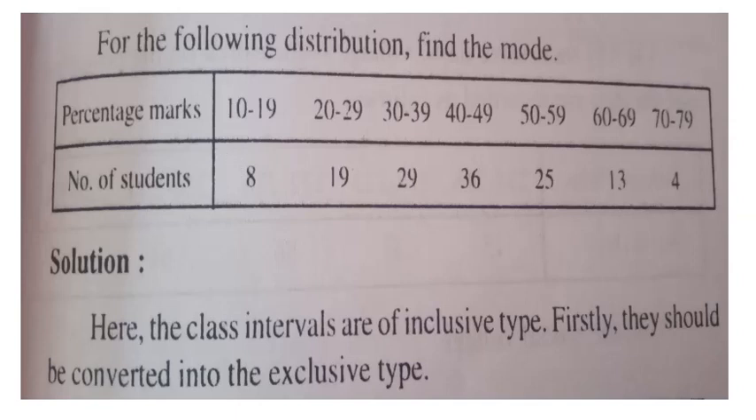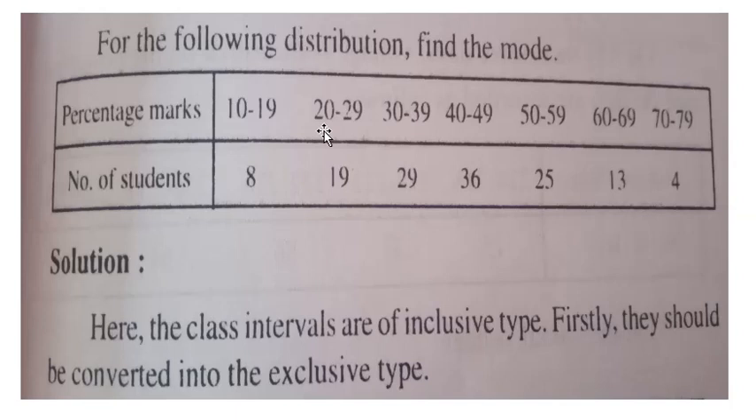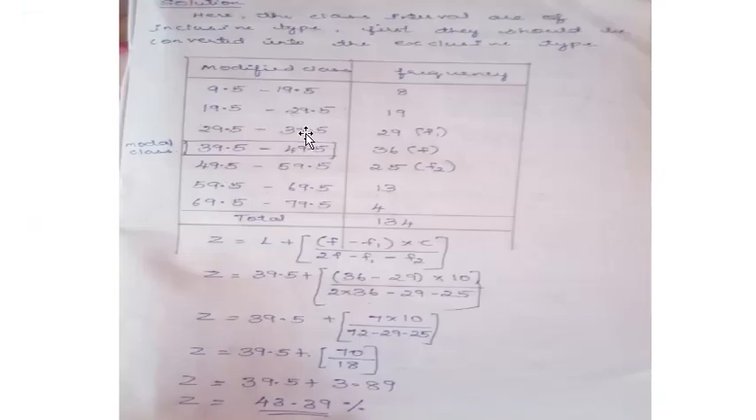Okay, so I have modified and written here. So 9.5, 10, if you deduct 0.5, it is 9.5. 19 plus 0.5, 19.5. Like that you modify and write. 20 minus 0.5, 19.5. 29 plus 0.5, 29.5. See, I have written here 19.5 and 29.5. Like that, 29.5 to 39.5, 39.5 to 49.5, 49.5 to 59.5, 59.5 to 69.5, then 69.5 to 79.5.